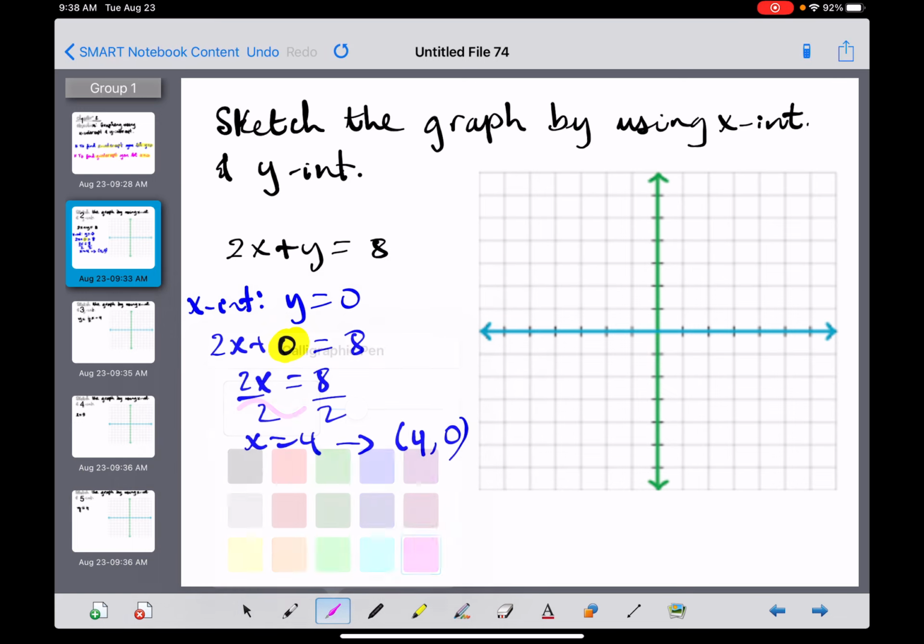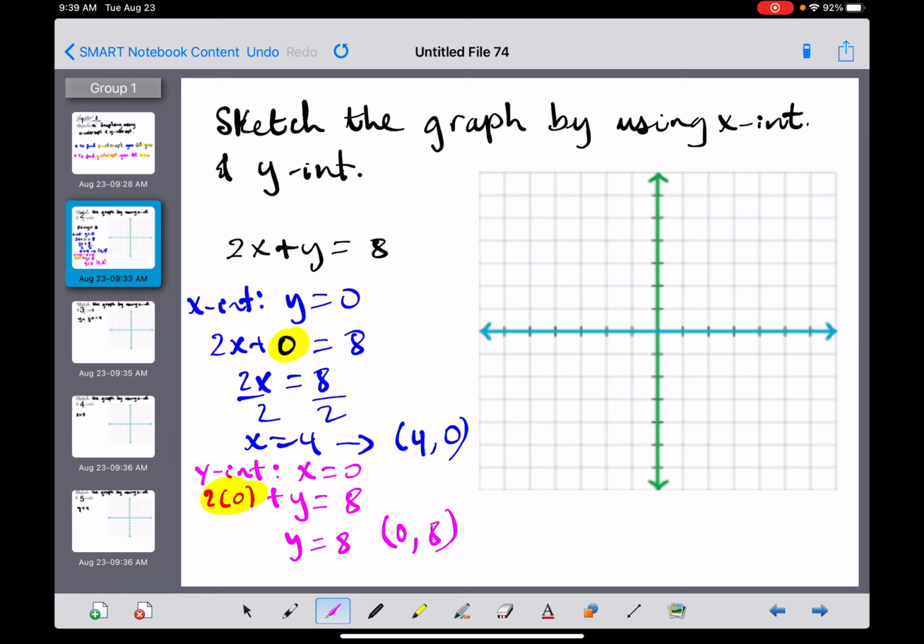Okay, let's find the y-intercept. And then same thing, we follow the rule. To find the y-intercept, we let x be 0. So copy the equation, but we plug in 0 into x. And notice this part right here becomes 0. We can ignore it. So y equal to 8. That means my y-intercept is (0, 8).